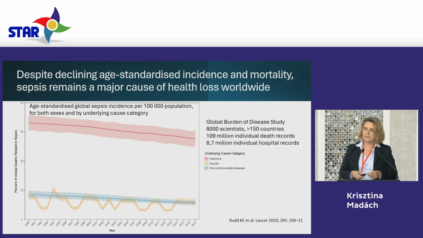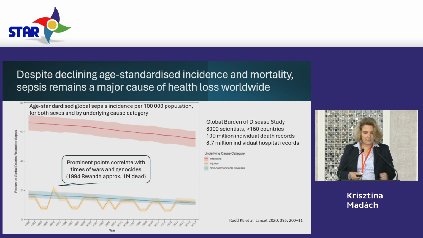This is sepsis which starts first due to injury, and you can see that this line is oscillating, which is quite tragic, because this oscillation is usually due to wars and genocides. One of them is, for example, the Rwanda genocide with 1 million dead people. Most of them died due to trauma and sepsis later on. So it's always infection that will lead to sepsis, but it's not always the starting disease.